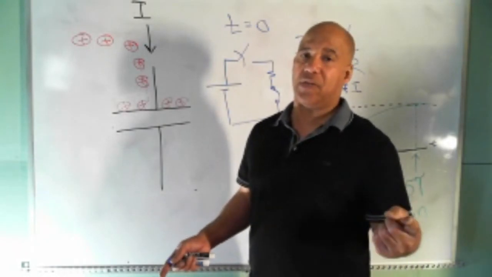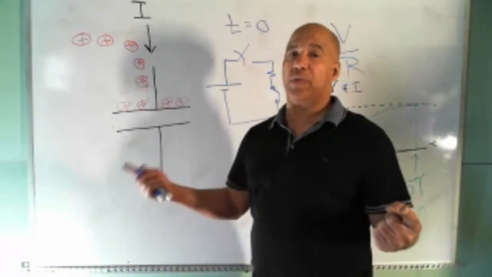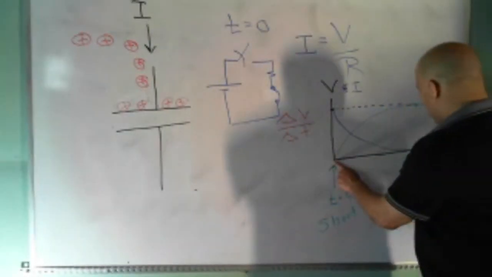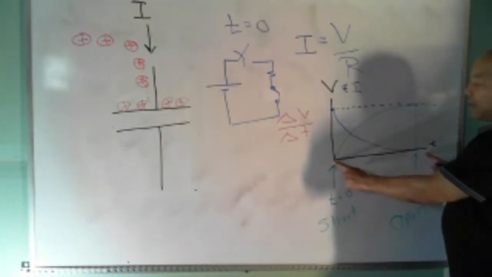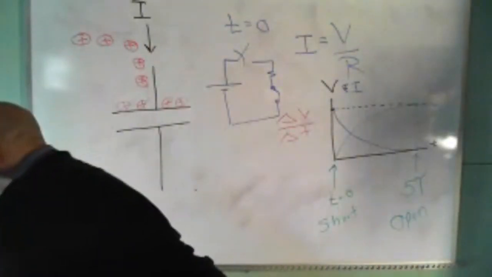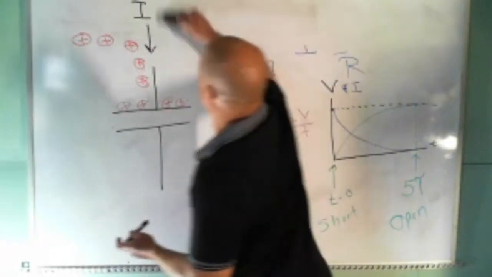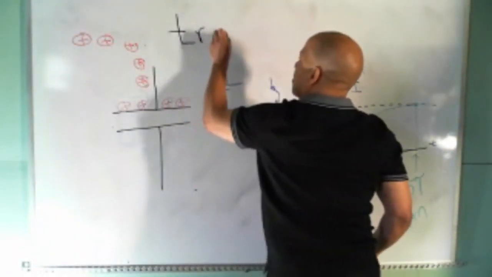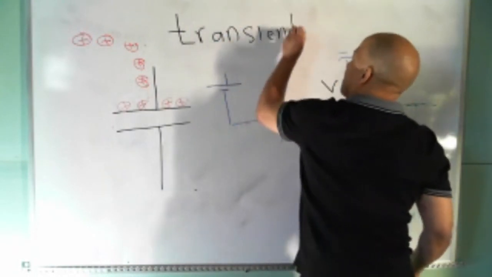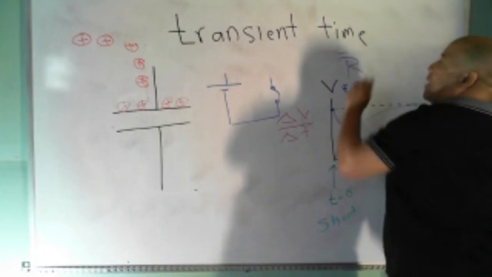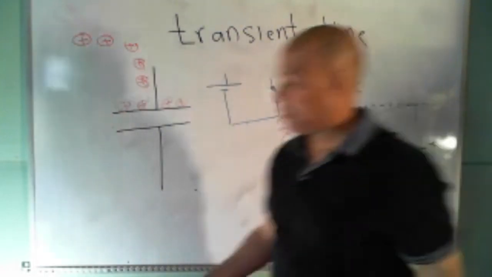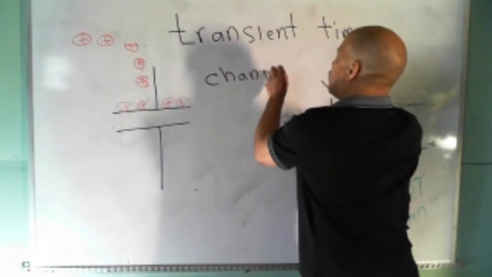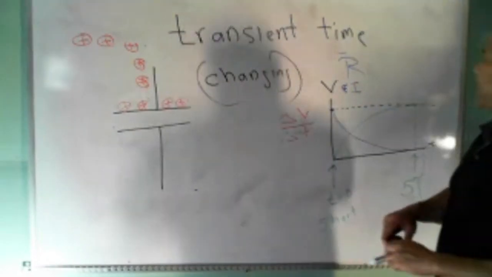So T equals 0 is the one time I wanted to look at. T greater than or equal to 5 time constants is the second time. The third time is the time between T0 and T5 tau. The time between those 2 points is called the transient time. Let me write that down. The transient time. The word transient means changing.